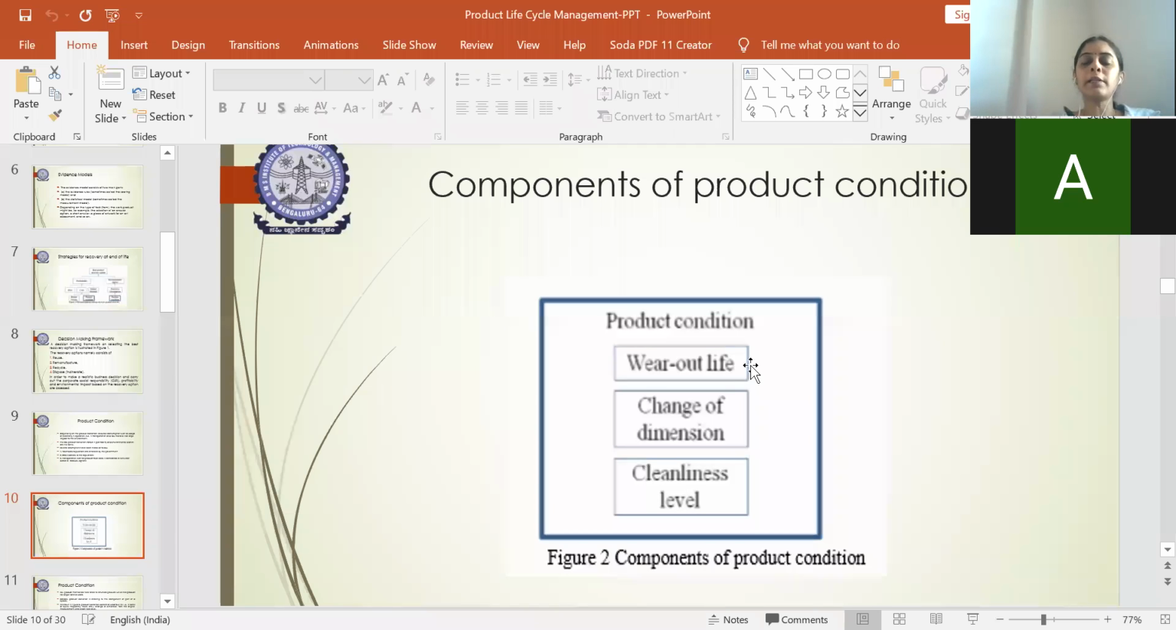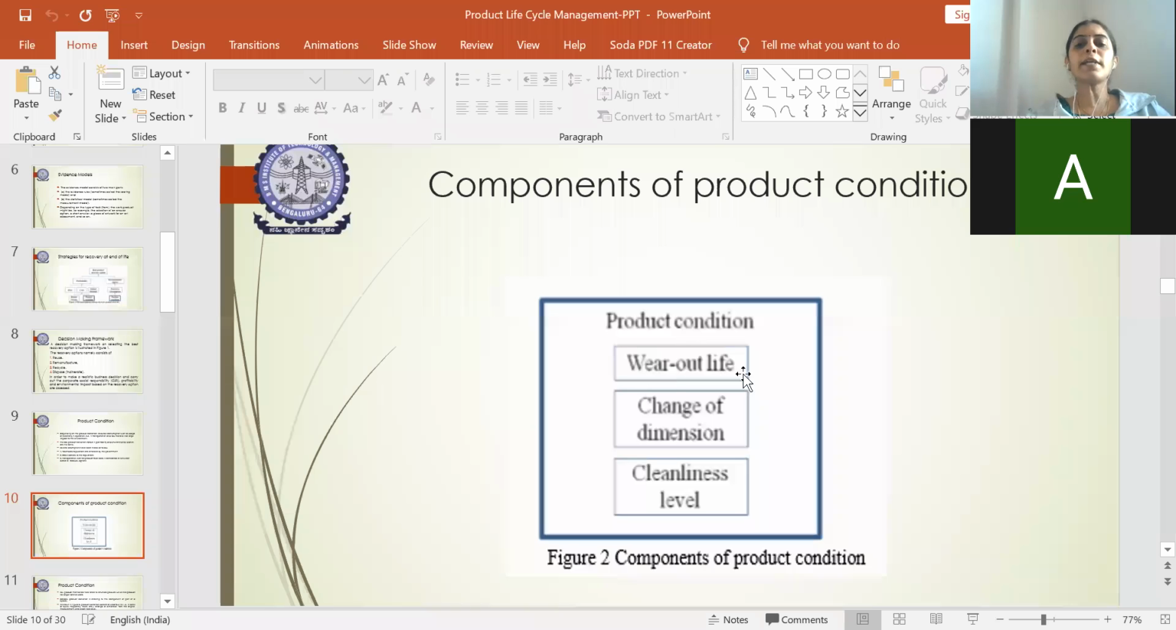So how neatly the equipment is being maintained. Depending upon the maintenance of the equipment, you can define the cleanliness level associated with that particular product. Next is change of dimensions. If the dimensions which are designed are very feasible and convenient for the workers to work with that machine, then there is no need for change of dimensions in the next process when it is remanufactured, and that has to be taken care of.